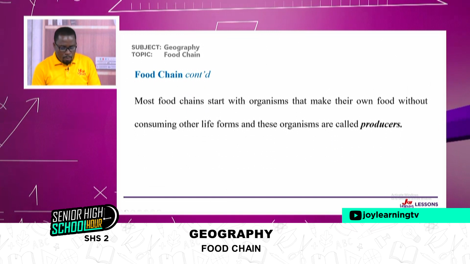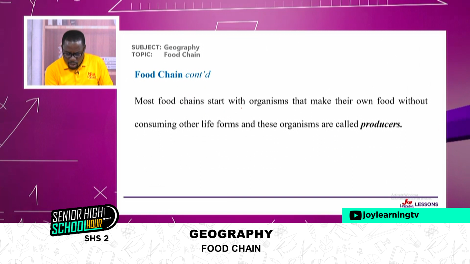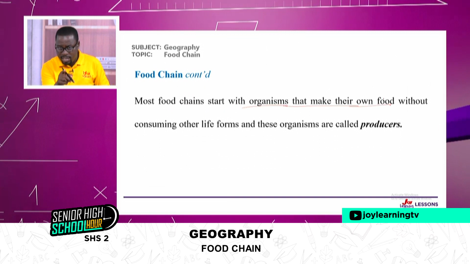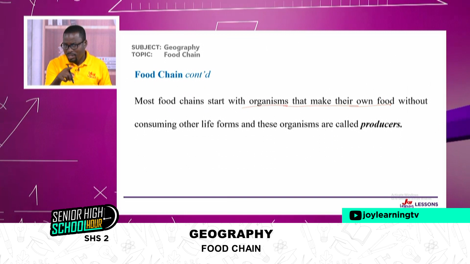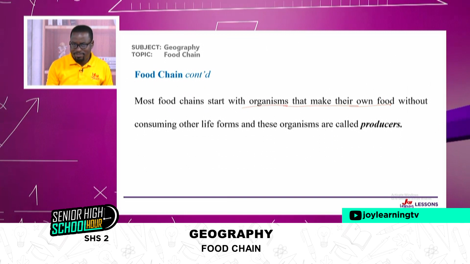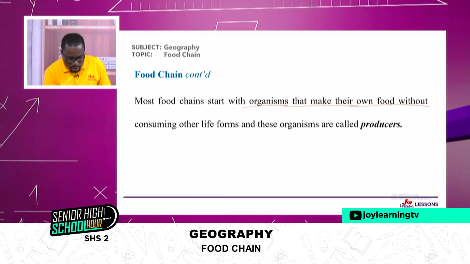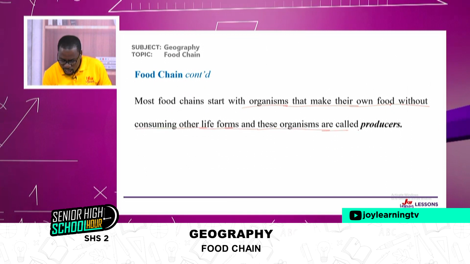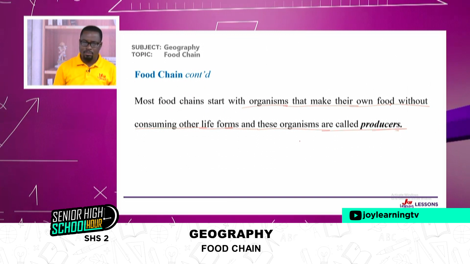Now, most food chains start with organisms that make their own food. So if organisms make their own food, then your attention should be going to plants. Okay? Without consuming other life forms. And these organisms are called producers.